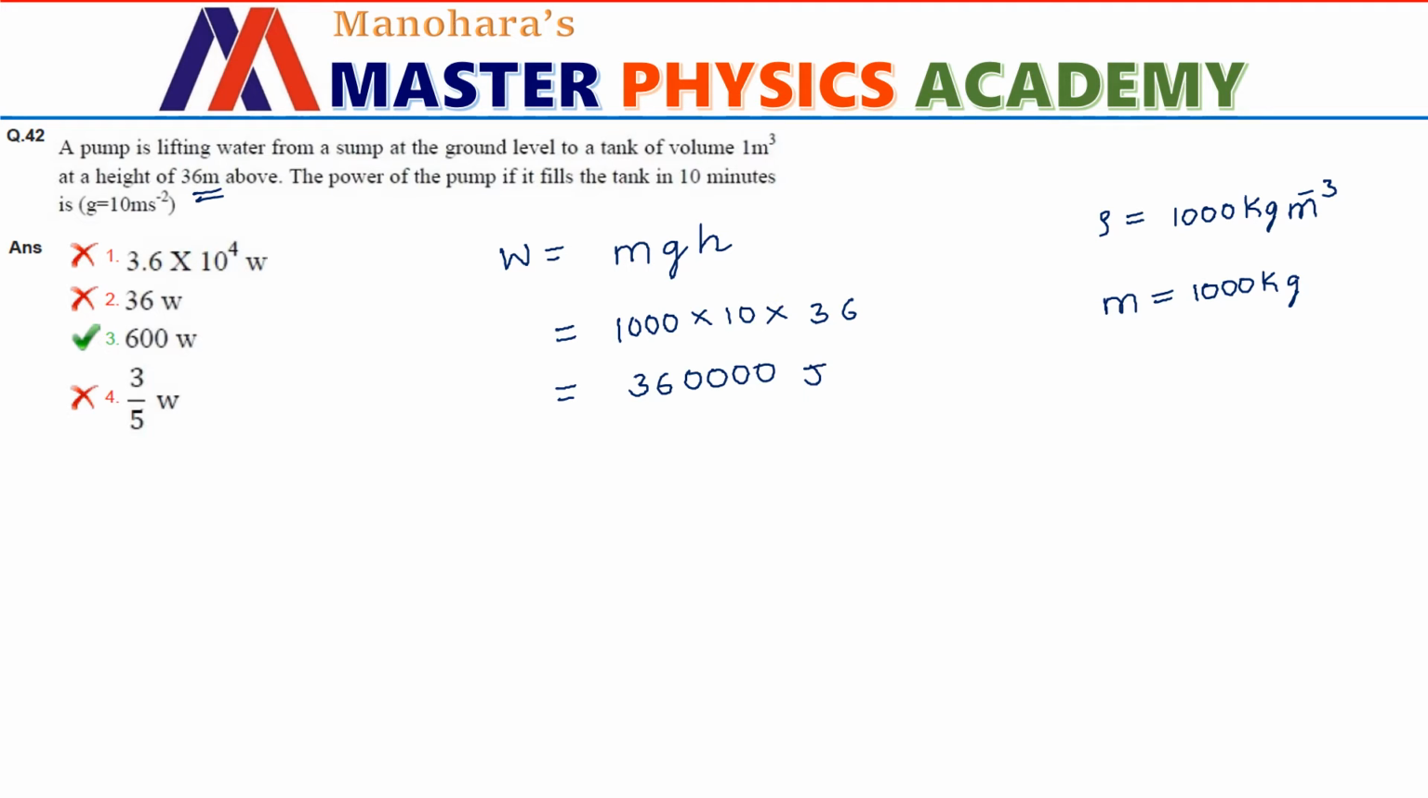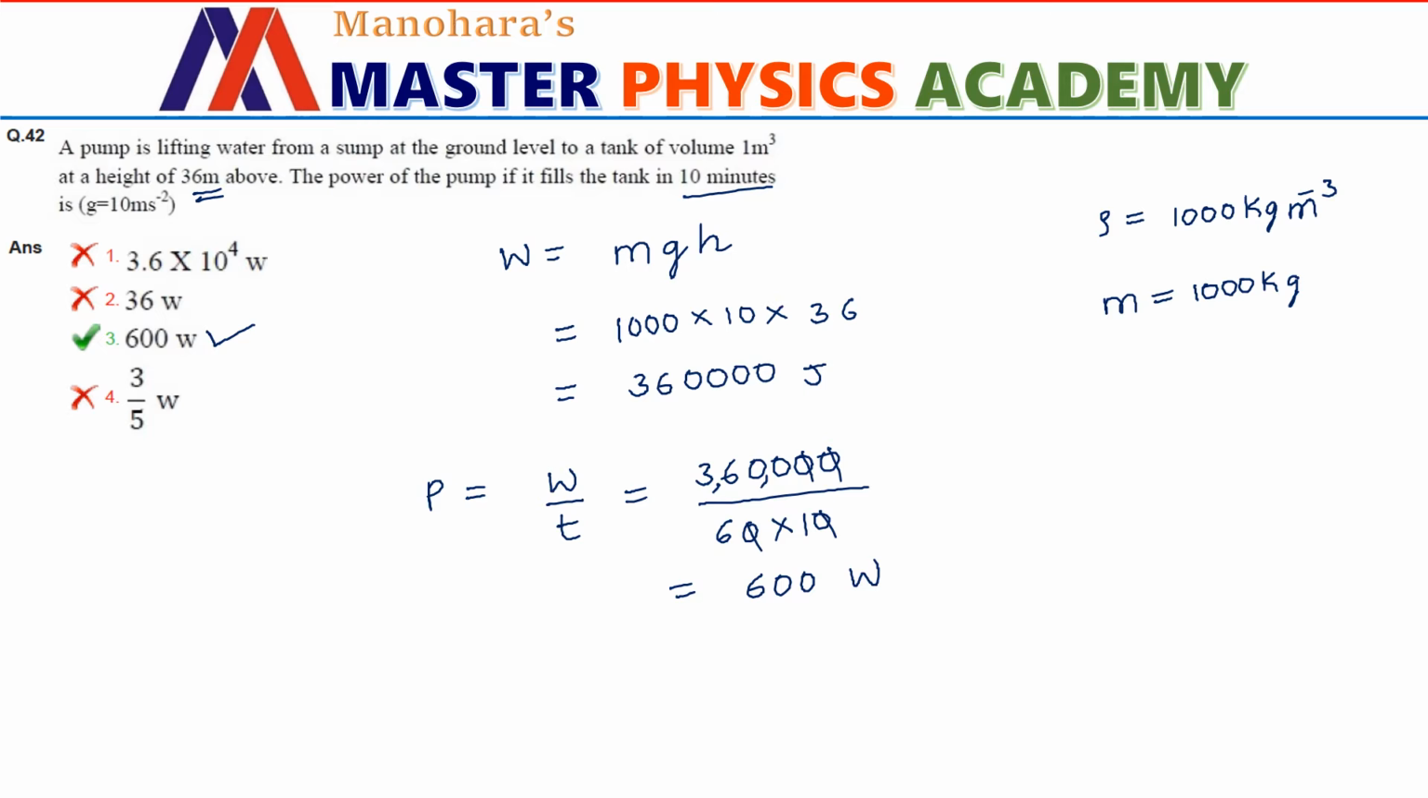But they are asking about power. What is power? Power is work done per unit time. So work done is 36 with 4 zeros, that means it is 3,60,000 joules divided by time. Time is given as 10 minutes, right? 10 minutes means 60 into 10. 2 zeros will cancel out and finally we are getting the answer as 600 watts, which is clearly depicted in option 3.